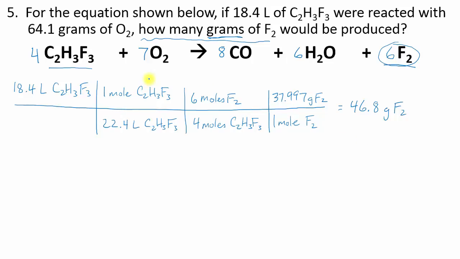But in this question, we were given another amount. We were given 64 grams of oxygen as well, and we haven't used that yet. So when you have two numbers to start with, one for C2H3F3 here and the other for oxygen, we have to do stoichiometry again, and we're going to do it starting with the other amount this time. 64 grams of oxygen. How much fluorine could I make from that?